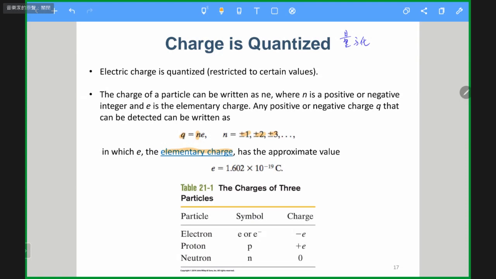Of course, this e is defined to be a positive number, so e is 1.602 times 10 to the minus 19. When we do calculations, I usually drop the 02. I just use 1.6 times 10 to the minus 19 coulomb, which is usually sufficient. So this is quite easy. I suppose you should have known it in high school chemistry.